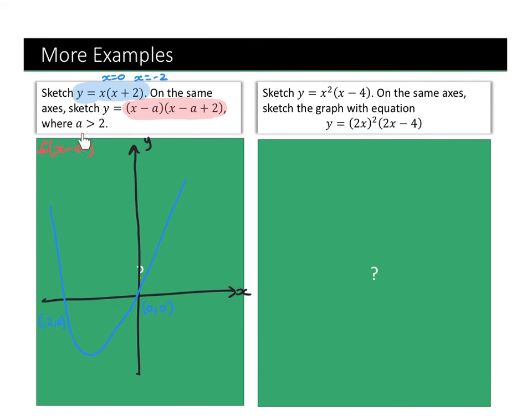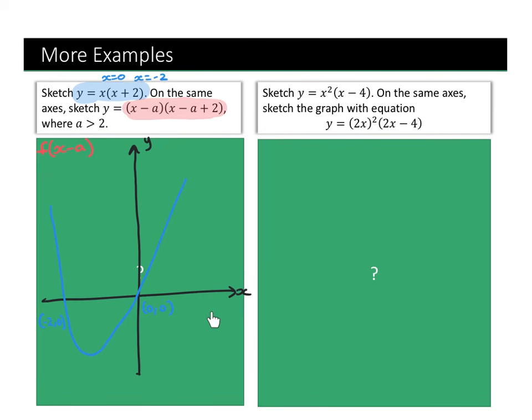And it says a is greater than 2. It's greater than 2, not greater than or equal to. So that means, let's say a equals 3, for example. It'd be x minus 3. So that would mean I would have to shift it, because is it inside or outside the bracket? Inside. It affects the x, and it's minus a. We're going to do plus a. So now I'm going to shift it plus a in this direction.